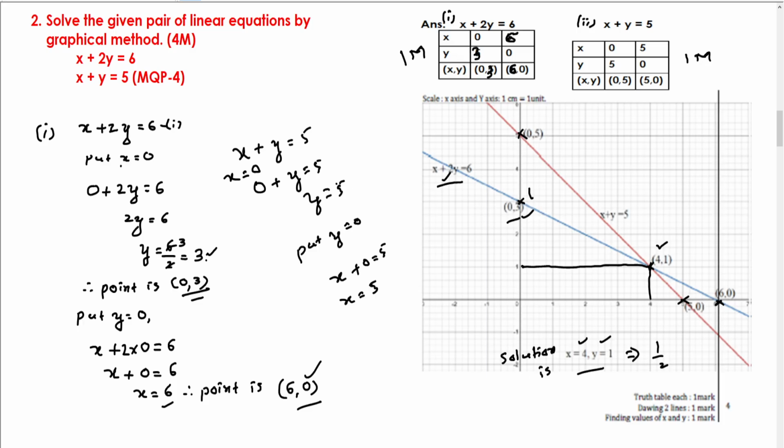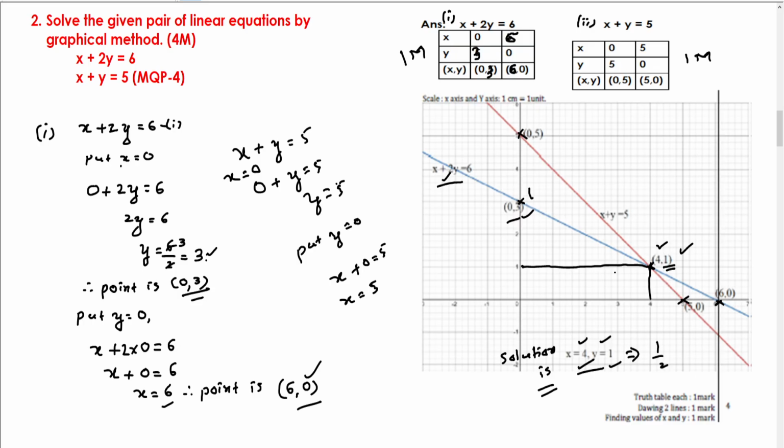Both of the lines intersect at the point 4, 1. How to identify 4, 1? The distance of the point from the y-axis has 1, 2, 3, 4 boxes. Therefore, it is 4. And the distance of the point from the x-axis has only 1 box. Therefore, it is 1. This point gives you the solution. Its x coordinate is 4 and the y coordinate is 1. This will be the solution.